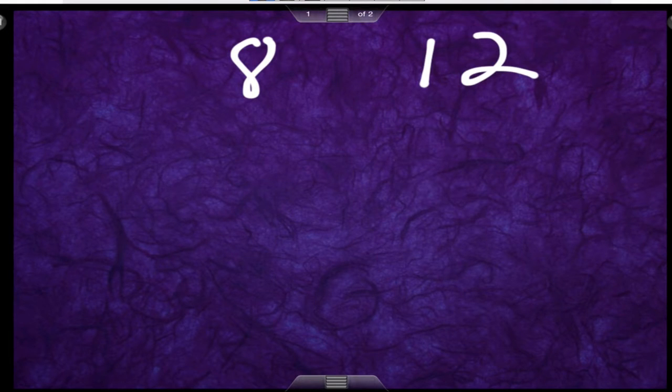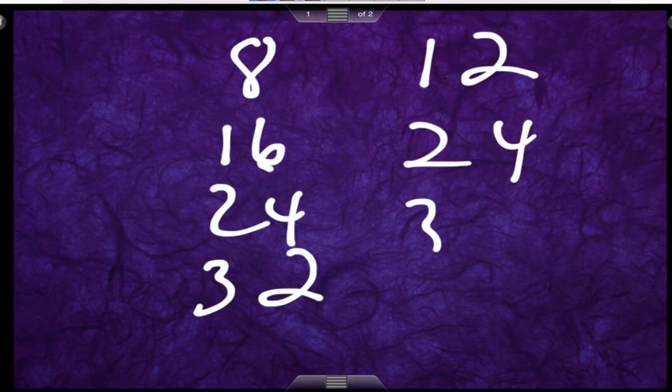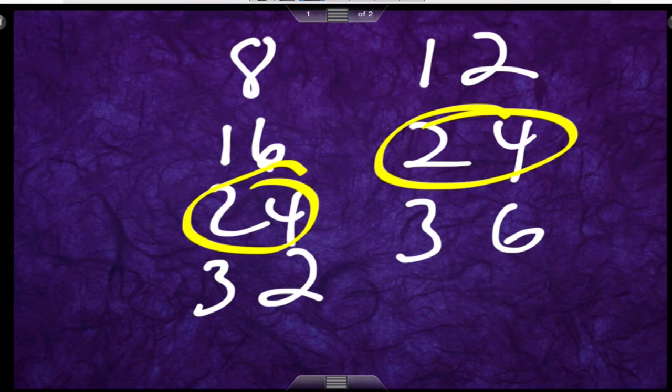So I have 8, next is 16, 24, 32. I'm going to just stop there. I have 12, 24, 36, and if you look carefully, I see that 24 is the first one that appears as a multiple, so that's the least common multiple between 8 and 12.